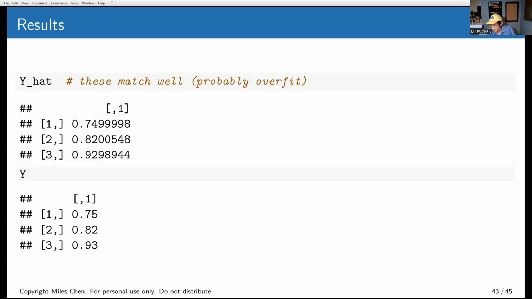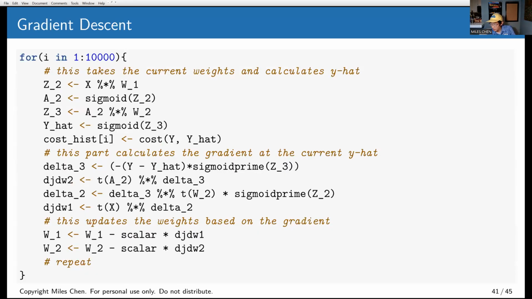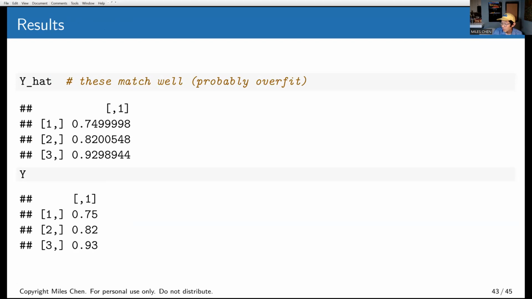That's not the point. Okay, we can see how, after we trained our network, what kind of predictions we are getting. So these are the predictions it's making. It's predicting 0.7499998, 0.8200548, 0.9298944. The actual values are 0.75, 0.82, and 0.93. And so we can see our predicted values are quite close to the true values. We're probably overfitting them, considering that we only have 3 observations and we have 9 parameters to mess around with. We probably overfit our values. But anyway, this is what we have.